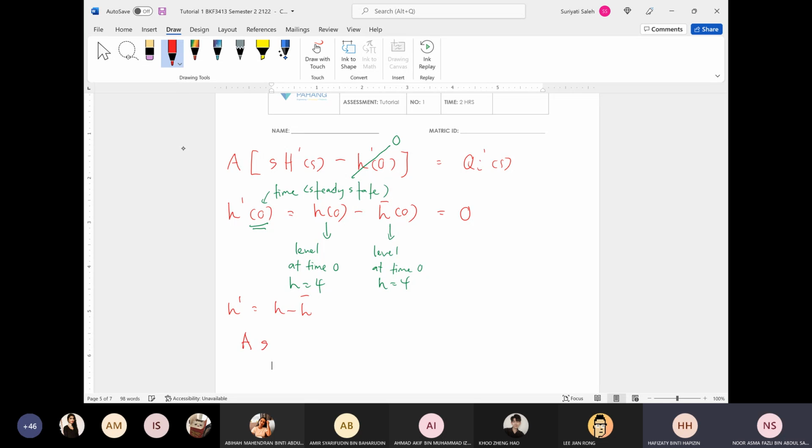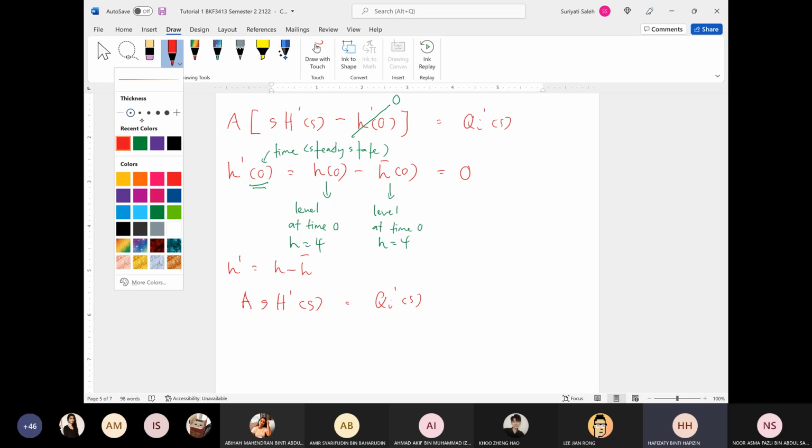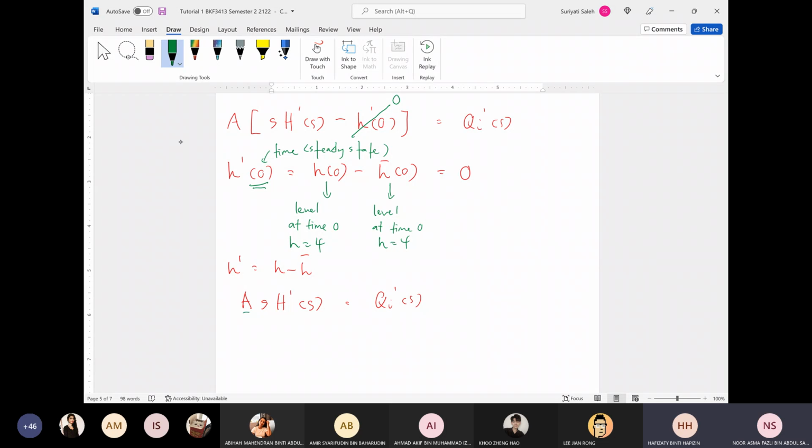A s H prime s equals QI prime s. We don't have any H prime 0 anymore. Here, A is your cross-sectional area, the small letter s is your Laplace variable, the H prime represents your level, and the QI is your flow rate.